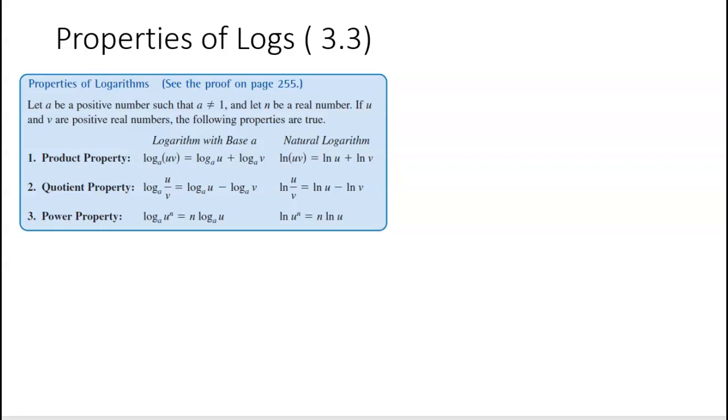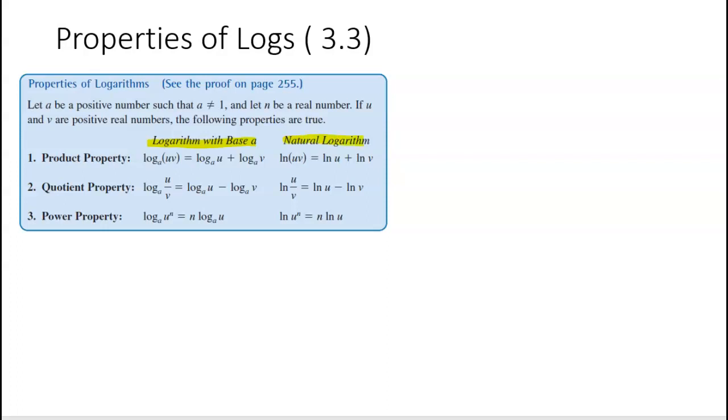All right, in this video, we're going to talk about the properties of logs. You can actually find this exact picture in your textbook at the beginning of section 3.3. There are two types of logs that we deal with for these three properties. Logs with any base, so base a, where a is a positive number, so it's any number larger than 0, and it can't be equal to 1.